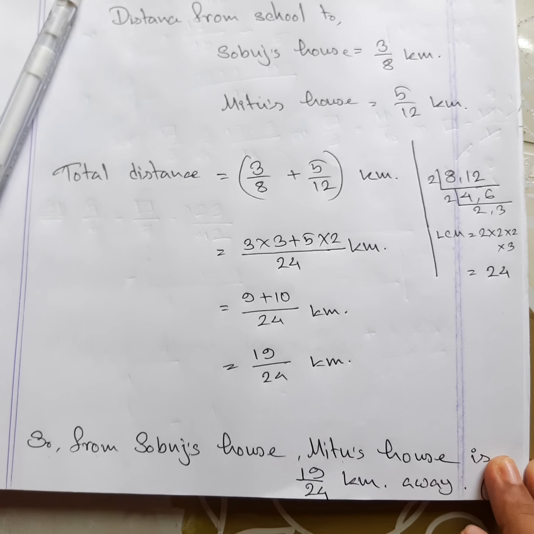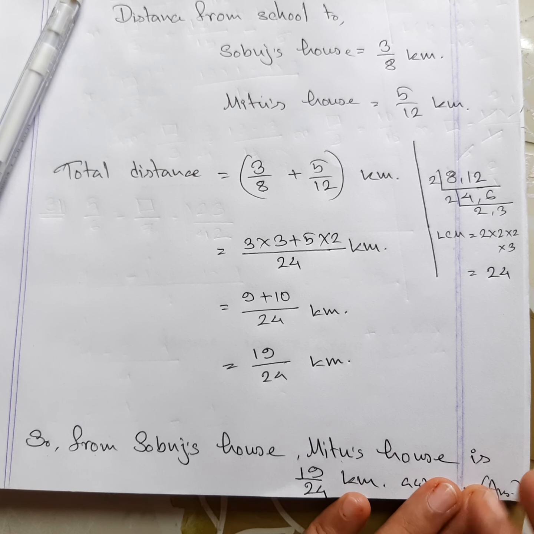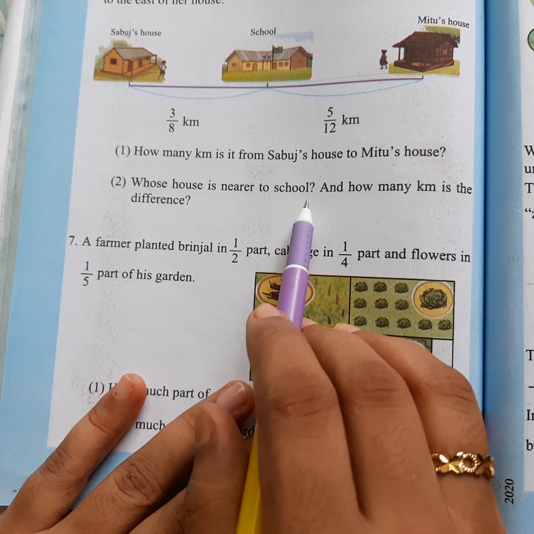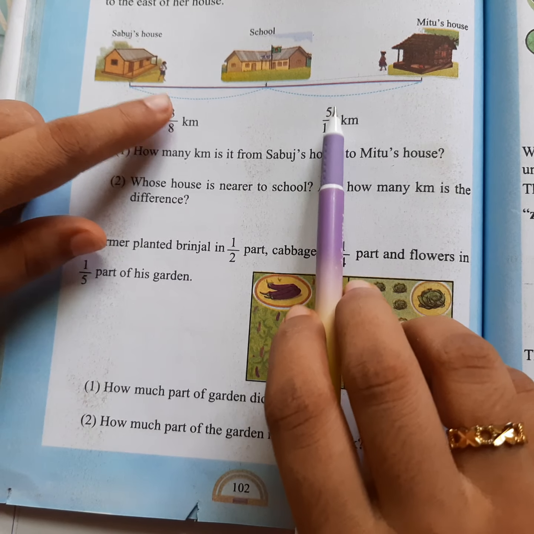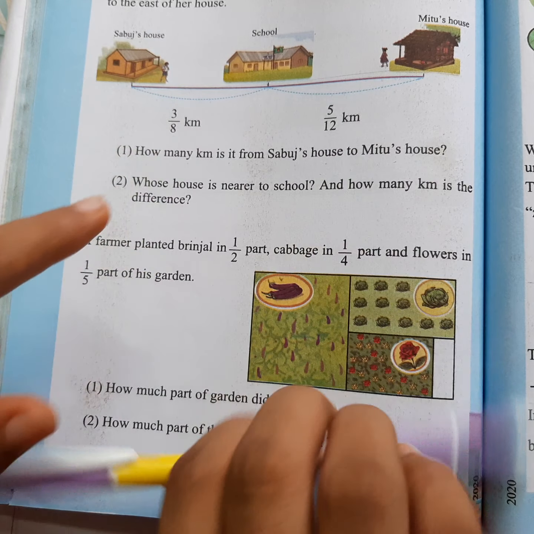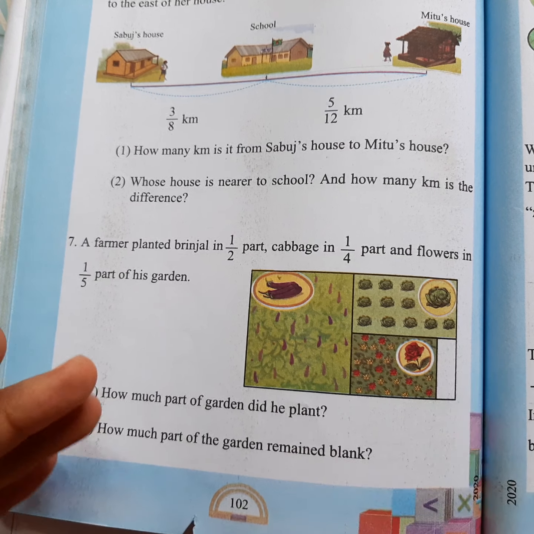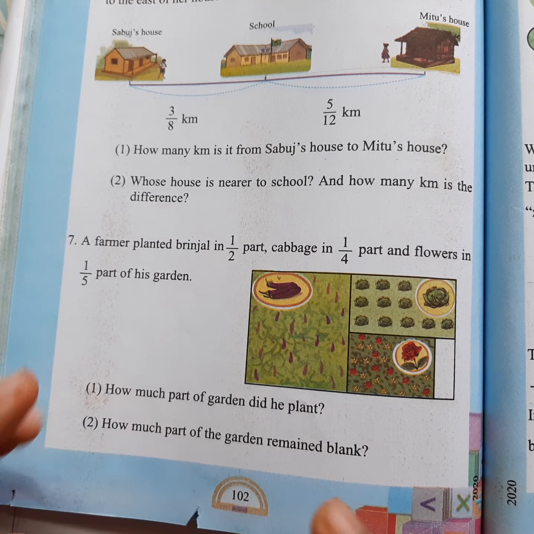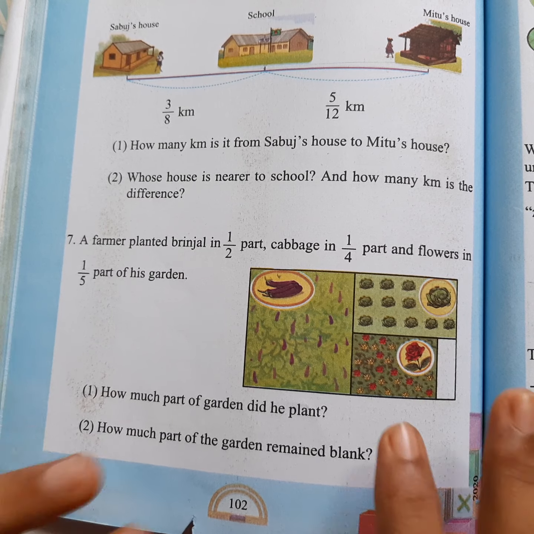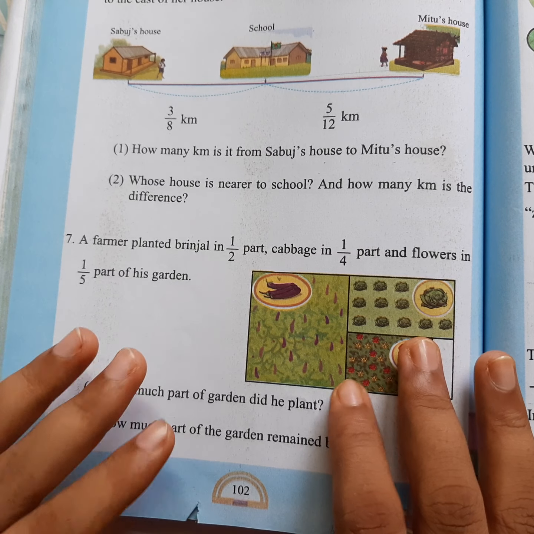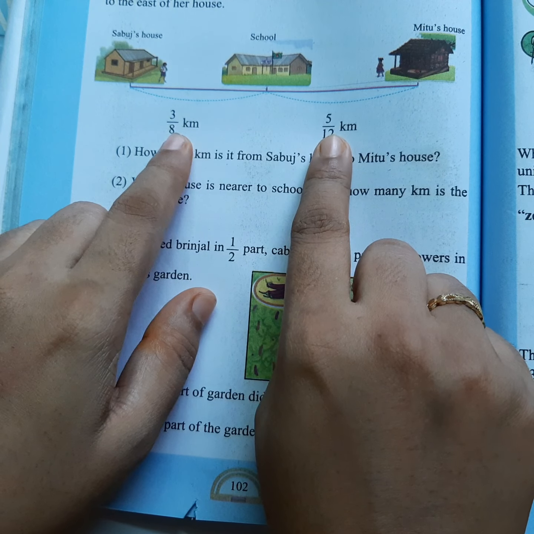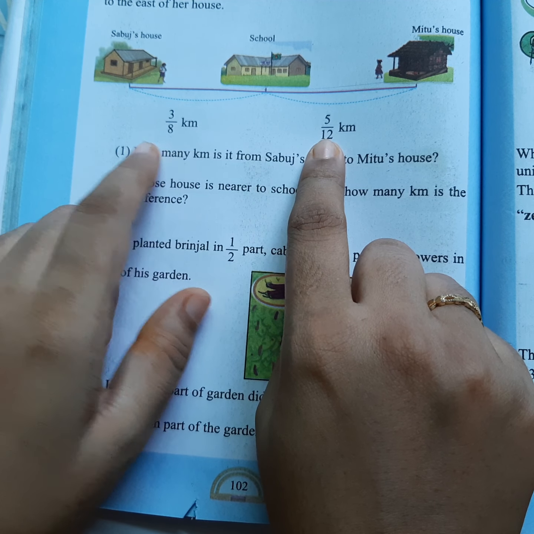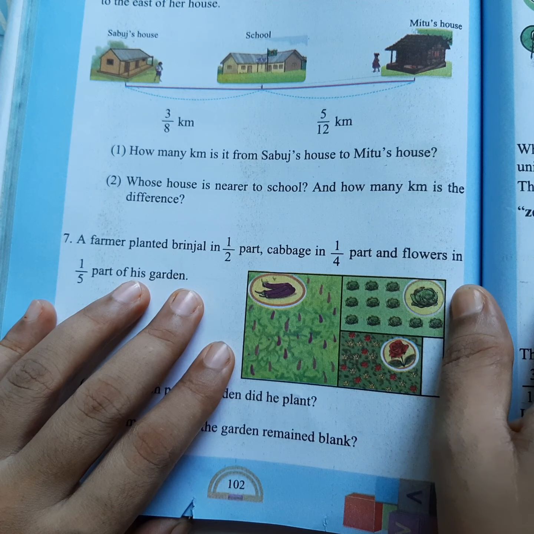This is the part. Now we are going to go for the second math. In the second math, they ask whose house is nearer to school. That means we need to compare both of them to find out which one is closer and which one is far away. To find out which one is closer, definitely we need to find some way to compare them. To compare them, we need to convert both of them into a common denominator. So let's see how to do that.